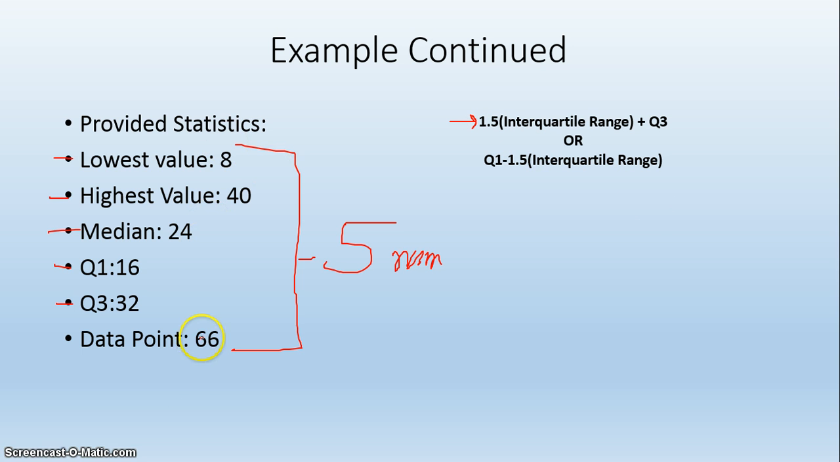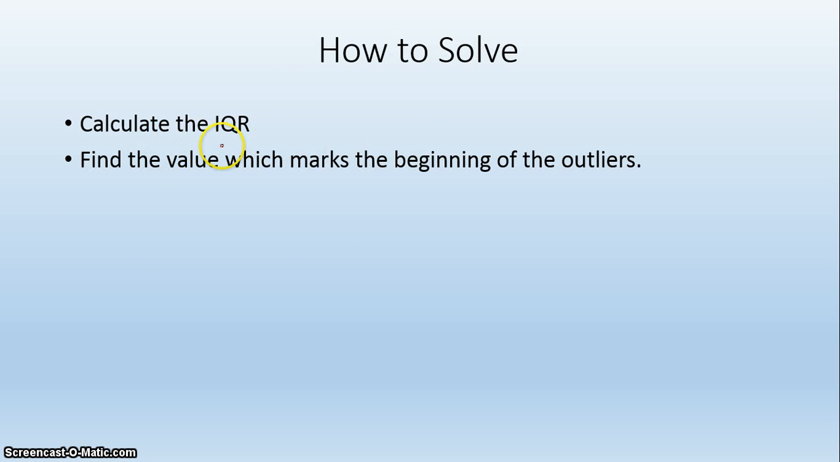Now, in order to do that, we have to figure out which definition of an outlier we're going to use. We already know we're going to use the IQR definition, but there are two different sub-definitions, right? Are we going to use Q1 minus 1.5 IQR, or are we going to use 1.5 IQR plus Q3? The rule is when your data point is greater than the median, you're going to use this definition right here. If it was less than the median, I would use this definition. But because it is greater than the median, obviously 66 is greater than 24, we're going to use 1.5 times the IQR plus the third quartile. So let's do the calculation, shall we? We'll calculate the IQR and figure out at what value the outliers begin occurring.